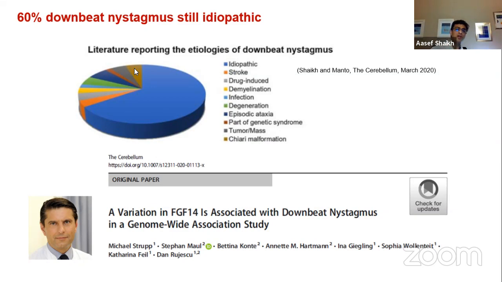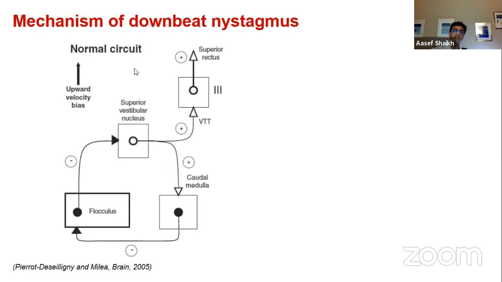I want to go into some mechanism of downbeat nystagmus and contrast that with our gaze-evoked nystagmus. As you may remember, in gaze-evoked nystagmus, you look to the right, the nystagmus is to the right; you look up, the nystagmus is upbeat; you look down, nystagmus is downbeat. So how does downbeat differ from the gaze-evoked?